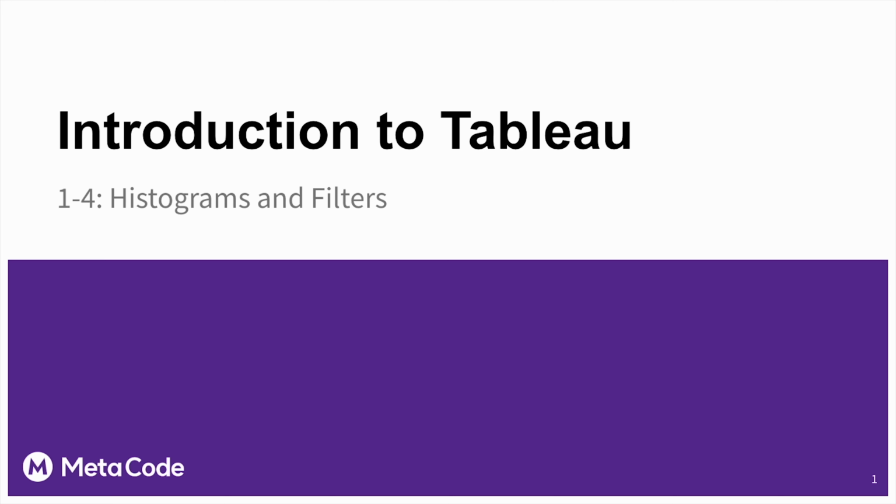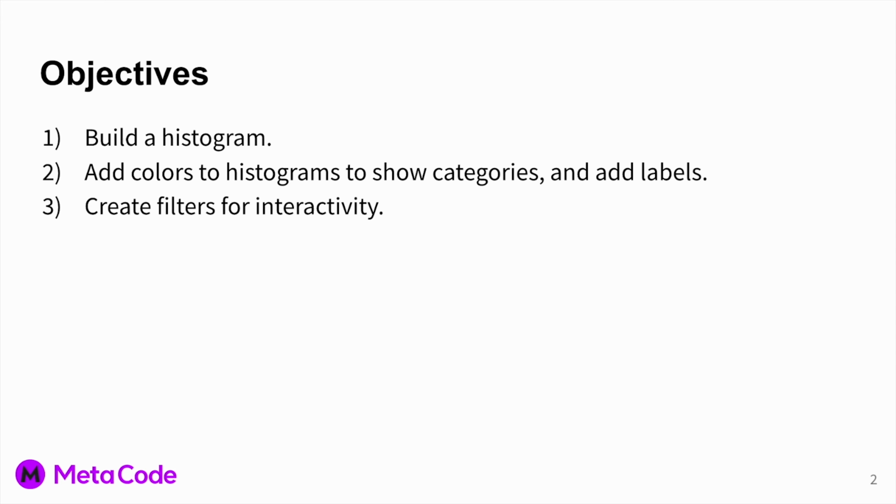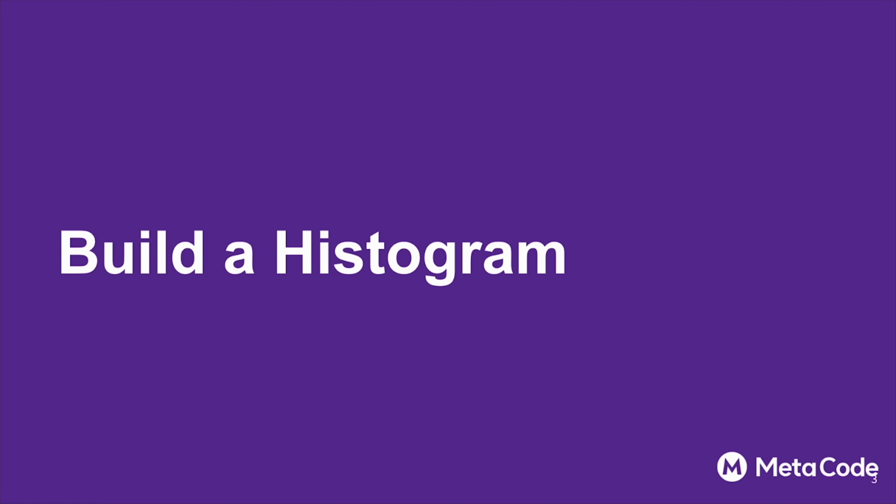In our last lesson, we learned how to make text tables, bar charts, and line charts. In this lesson, we'll be learning how to create histograms and filters. At the end of this lesson, you'll learn how to build a histogram, add colors to histograms to show categories, and add labels, and we'll also learn how to create filters for interactivity. Let's start off by learning how to build a histogram.